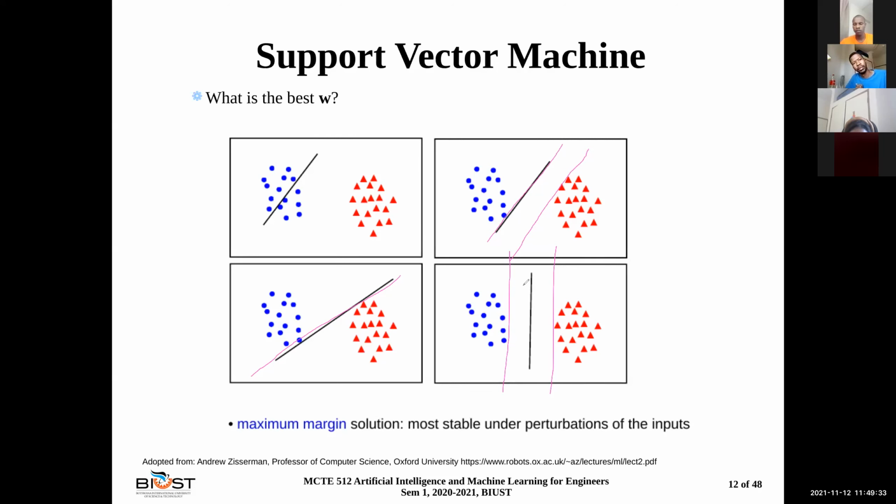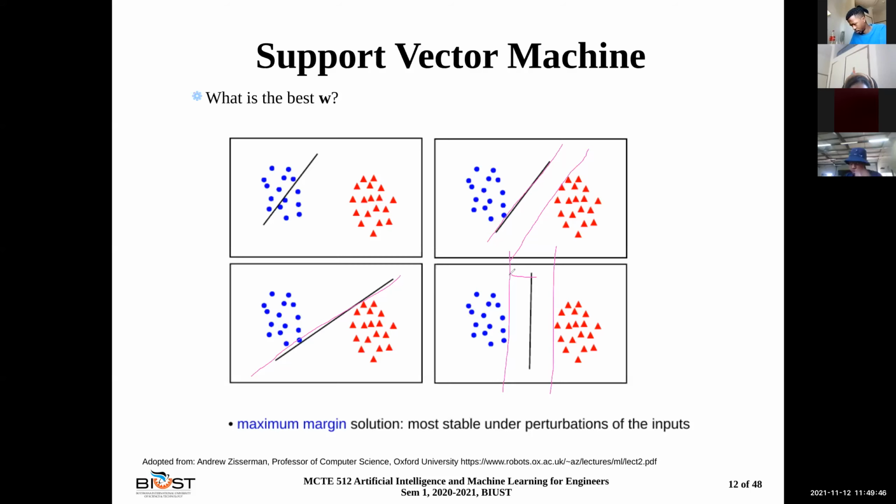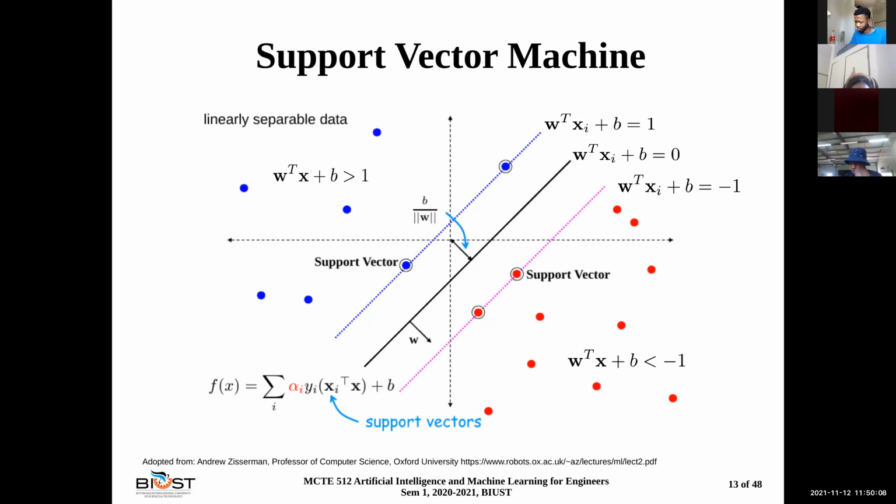Now, what the support vector machine does is it wants to maximize this region. There's a difference between the perceptron approach and the support vector machine approach. In the support vector machine, it wants to maximize this region so that the classification can be stable. We want to maximize the margin so that it will be stable under perturbations of the input. Okay, so we continue. Now, how do we do that?